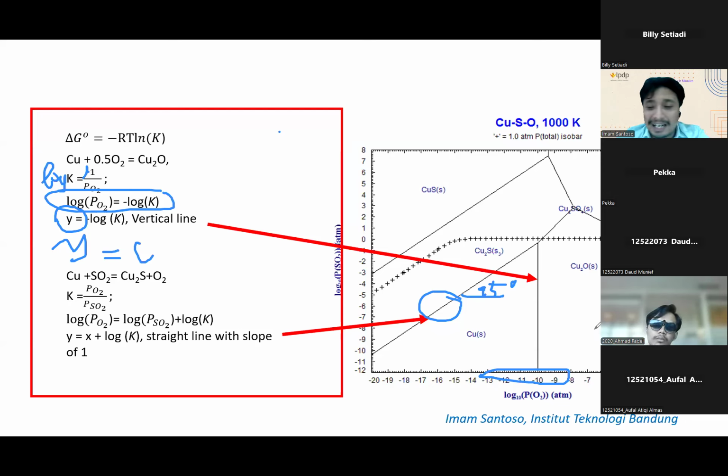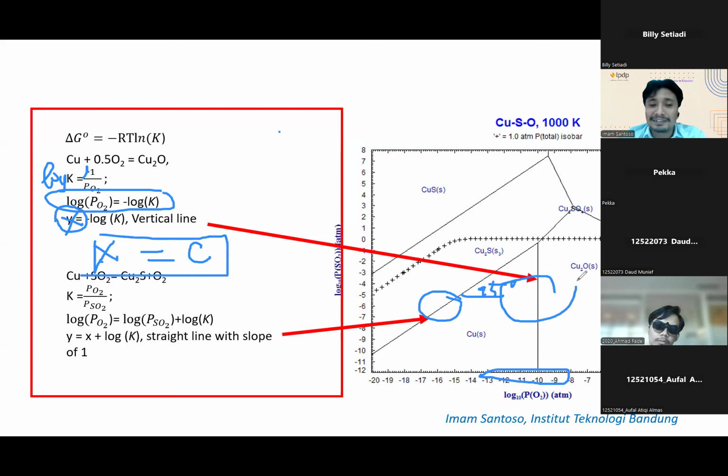PO2 is X. Sorry, this is X, typo here. So the equation will be X equal to a number, and this is a vertical line. In this case, log K is minus 10. Okay, I need to correct this one. This needs to be X, not Y.